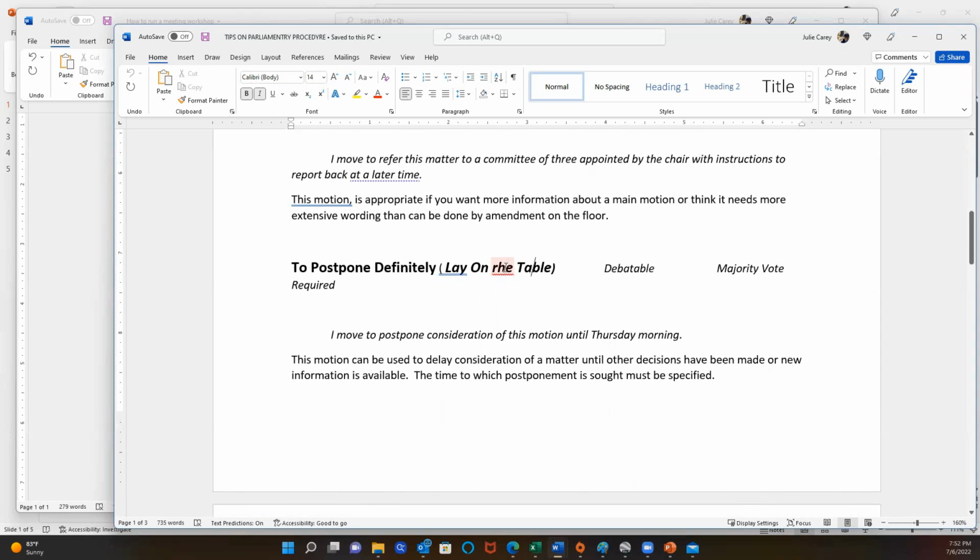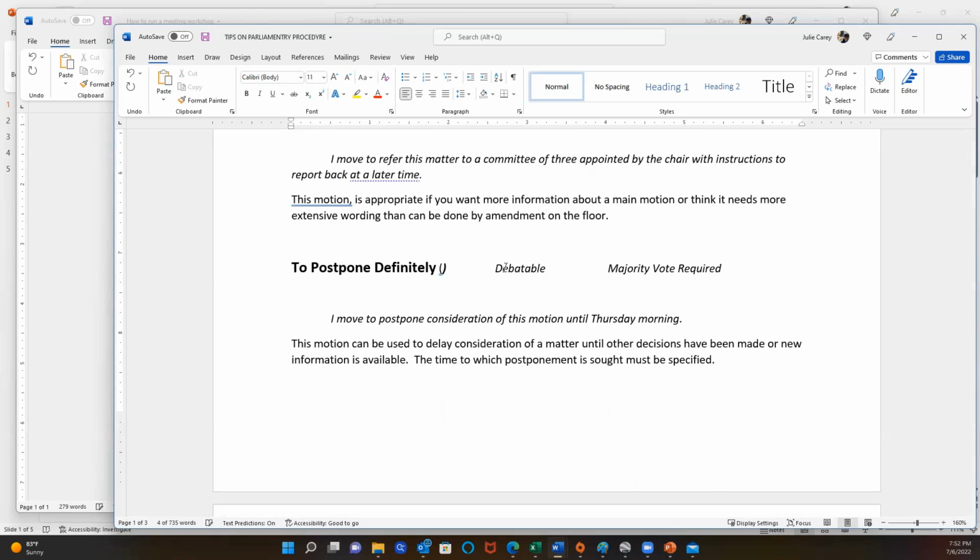Again, these 2 motions are often confused. Postpone definitely is debatable, and the lay on the table is not debatable, and a majority vote is required. But the only thing you can debate on postpone definitely is the reason for the postponement. And on that one, you have to specify a definite time to which you want to postpone it.